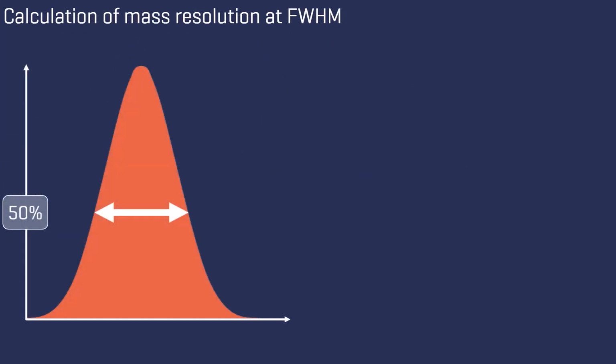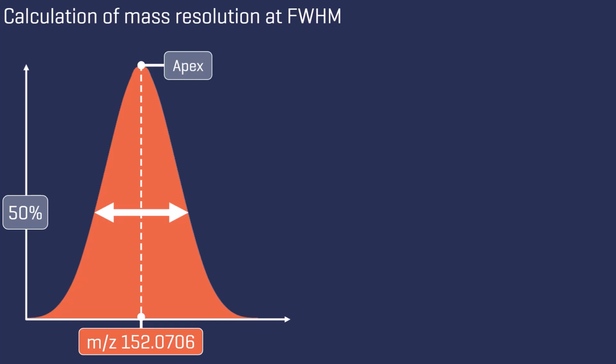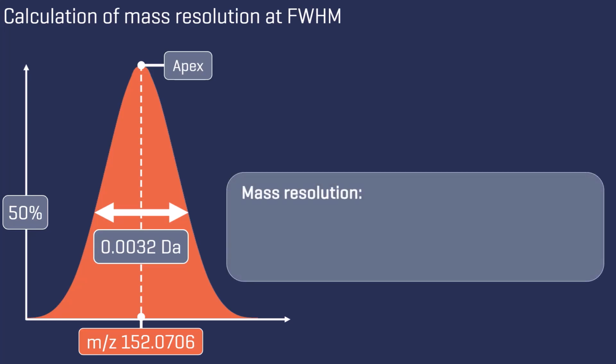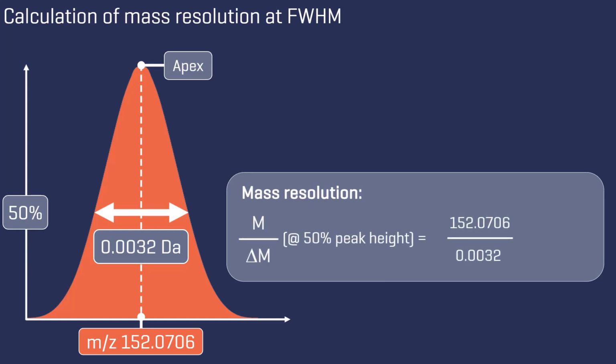Let's calculate the mass resolution as defined at full width, half maximum, with the help of this example. The apex of a peak is observed at m/z 152.0706. The peak width at 50% peak height is 0.0032 daltons. Mass resolution at full width, half maximum, can be calculated as m/delta-m equals 152.0706 divided by 0.0032. As a result, the calculated mass resolution is 47,500 in this example.